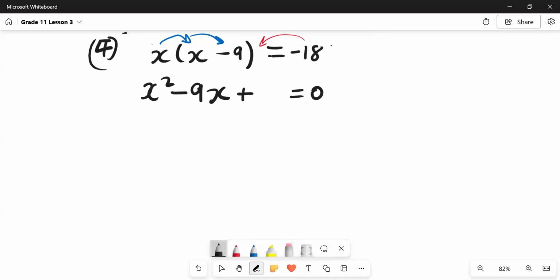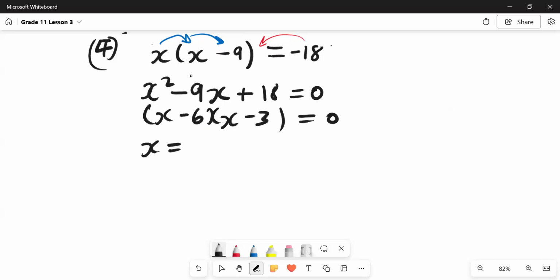Okay, and then we have your 18 there. Let me not waste time. So let's factorize now. So you have your x minus 6 and your x minus 3 equals to 0. And then now you transpose: x is equal to 6 or x is equal to 3. Then you got your solutions, right?